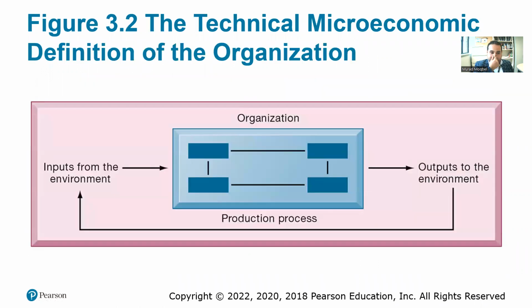In the technical definition, we can think about an organization as an entity that has inputs from the environment, and those inputs include, let's say, raw materials, factors of production like labor, capital, and also information technology. Those inputs are transformed by the organization through the production process into outputs that are sent to the environment. And this also goes through a loop.